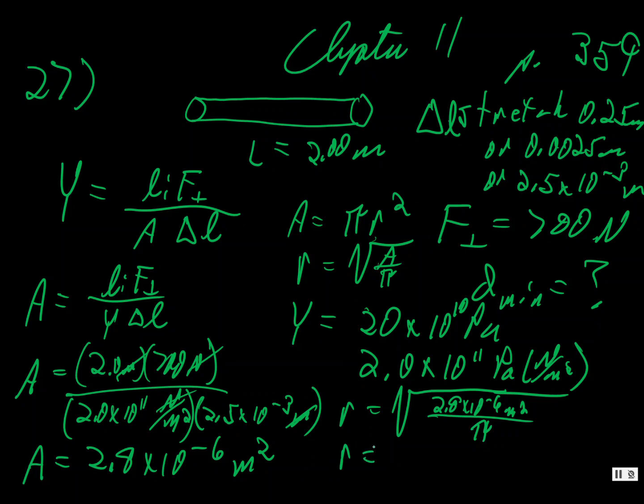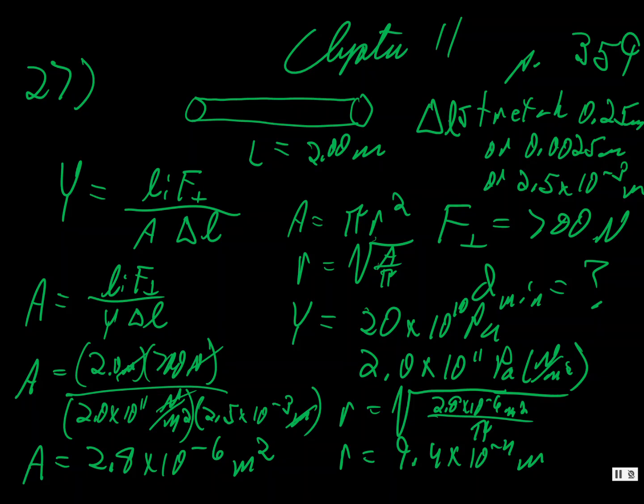All right, so the radius comes out to be what? The radius is 9.4 times 10 to the negative 4th meters, because you remember now you take the square root of a square and it becomes meters from the meters squared. All right, 9.4 times 10 to the negative 4th meters.